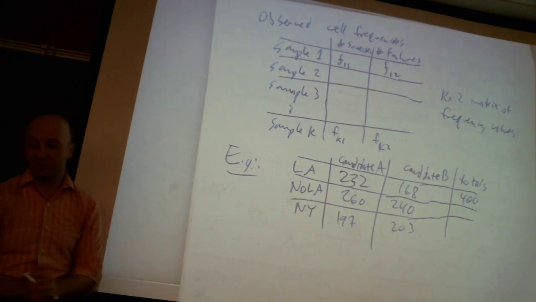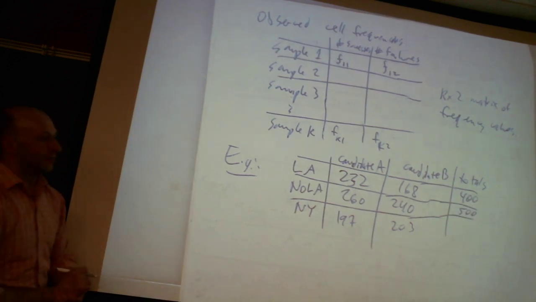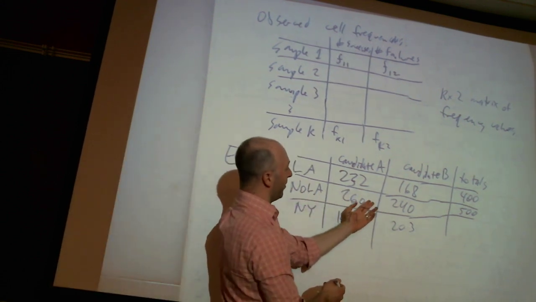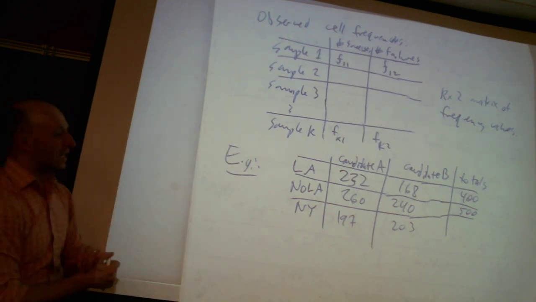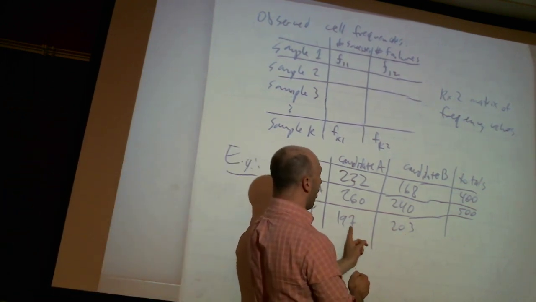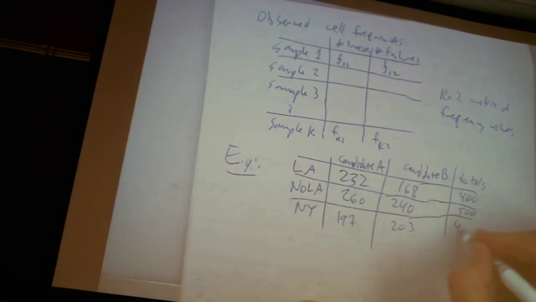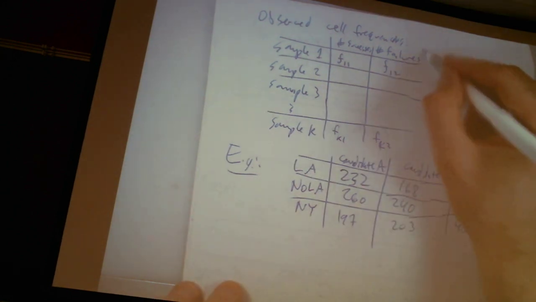How about in New Orleans? We managed to sample not 400 but 500 people total, 240 plus 260, and there's some small amount of relative favor for candidate A. In New York, they like candidate B, but only a very little bit better. In the sum of those, we again got 400 samples in New York.